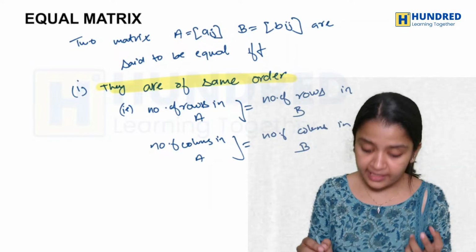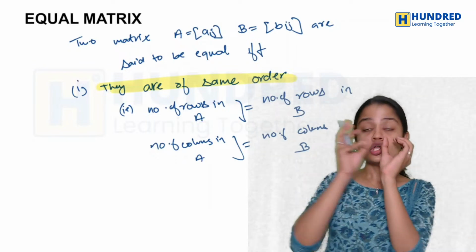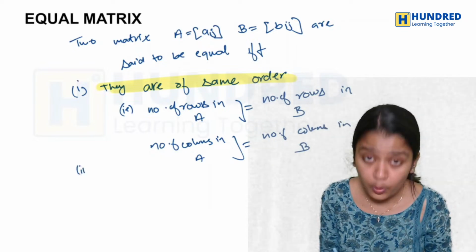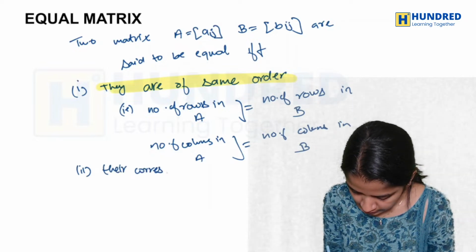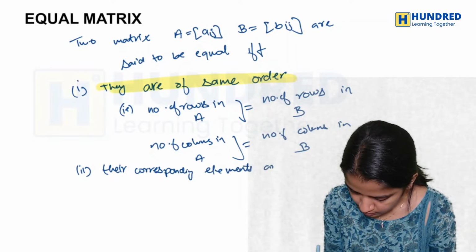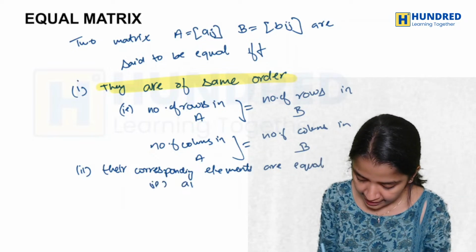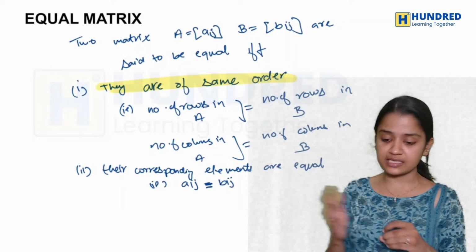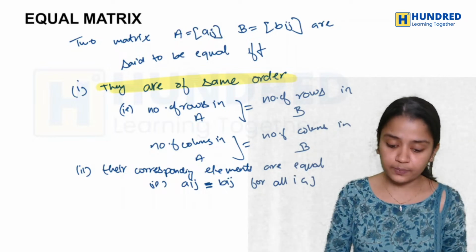After that, their corresponding elements should be equal. The first row, first column element of A should be equal to the first row, first column element of B. That is, Aij is equal to Bij. So basically, Aij is equal to Bij for all i and j. Okay, let me give you an example.